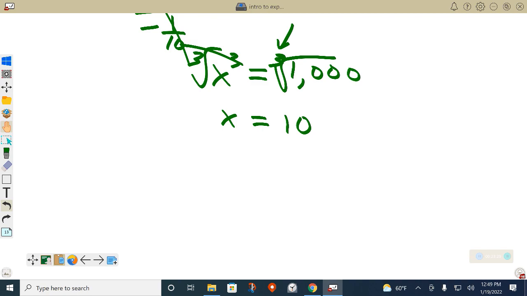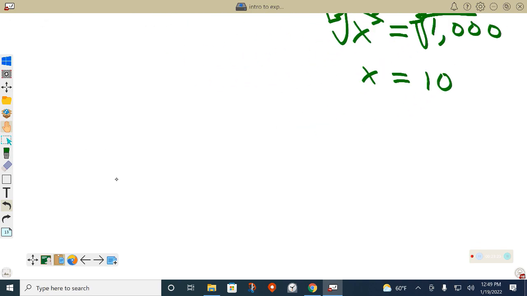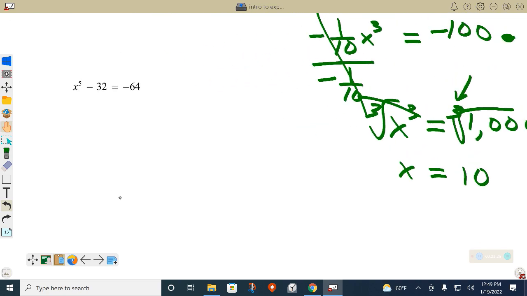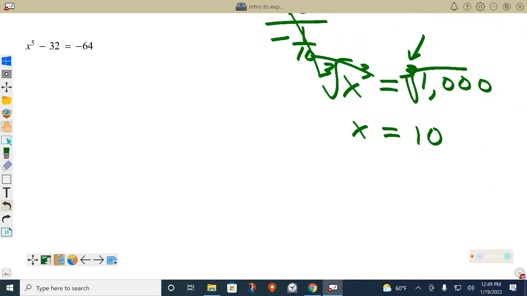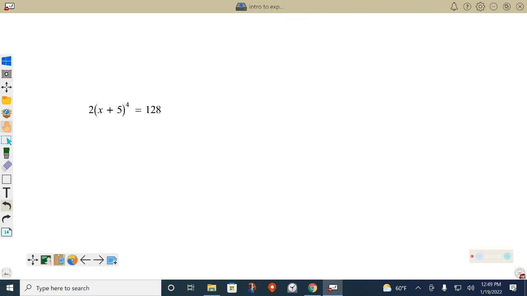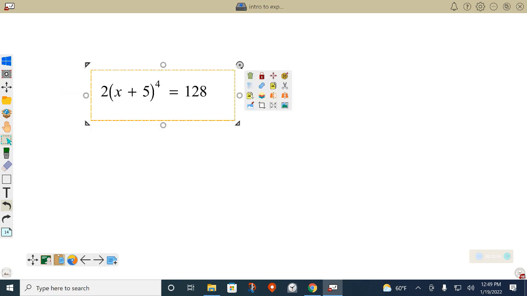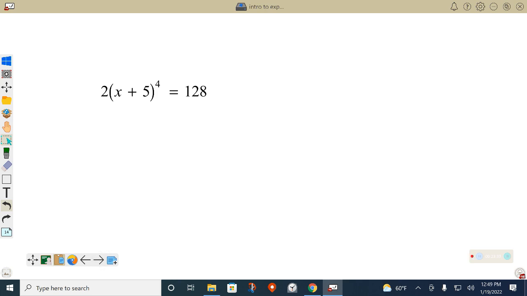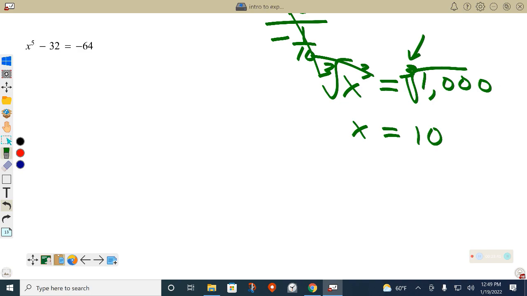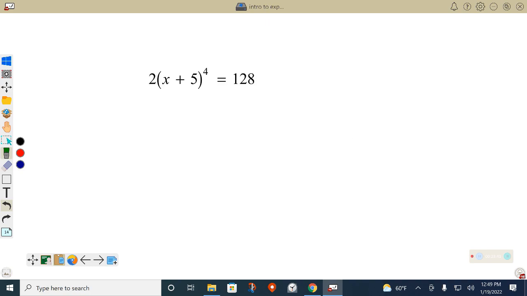Let's do this one instead. Oh, we did that one already, yeah. Let's do this one. Yeah. This is example 4? Yeah, okay. Solve for x.